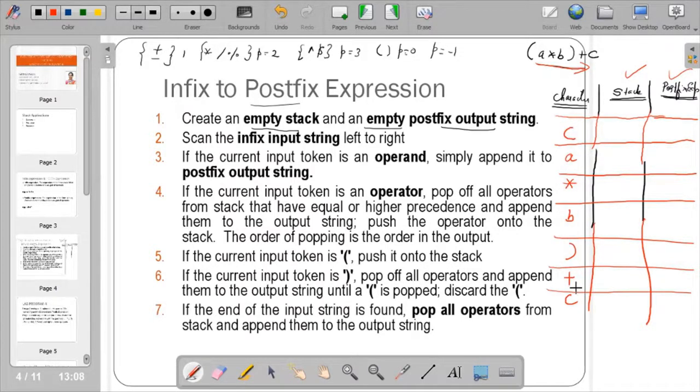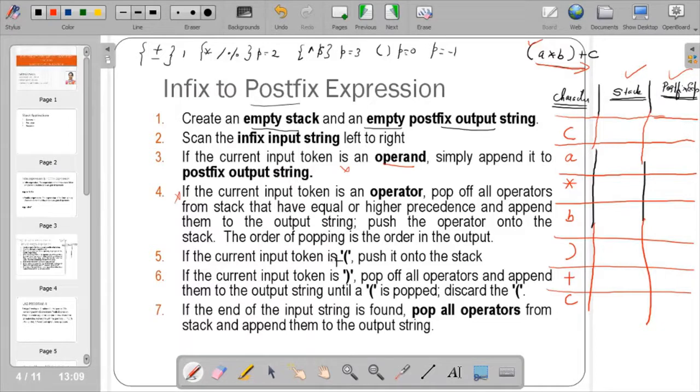So scan the infix input string from left to right. The first input token is the opening bracket. If the current input token is an operand, simply append it to the postfix output string. That means if you have A, B, C, D, any operand, you put it over here. An opening bracket is not an operand, so we did not get into this case. If the current input token is an operator, pop off all the operators from the stack that have equal or higher precedence. This also does not come into the picture here; I'll tell when it does.